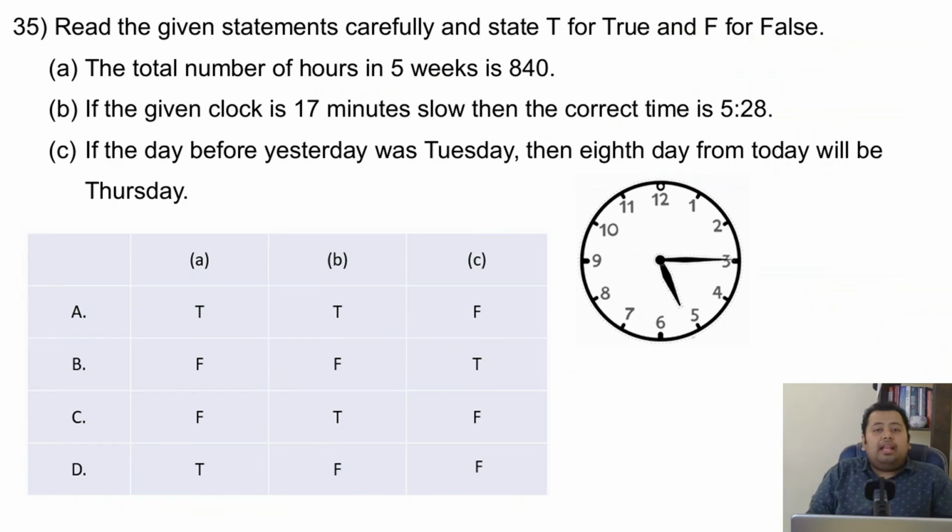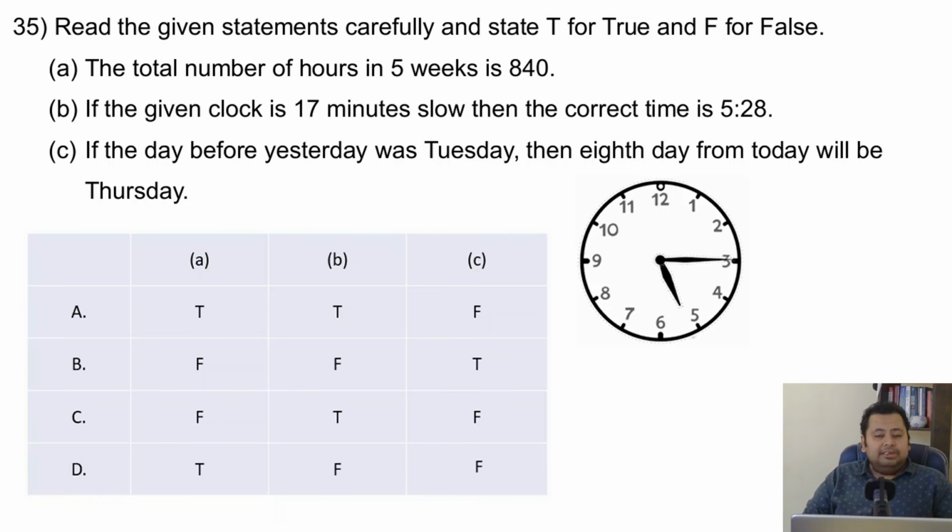Let's now go to the last question, that is question number 35. Read the given statements carefully and state T for true and F for false. The total number of hours in 5 weeks is 840. Easy to find out. Just do the multiplication and you will find this one out, right?